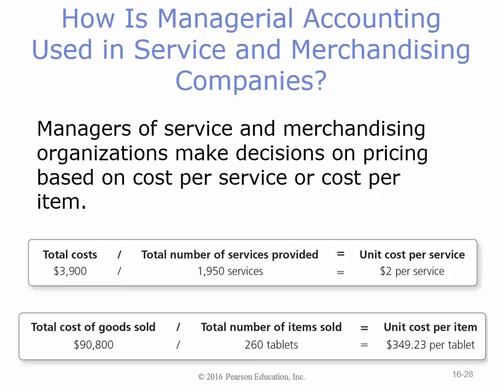All right. So to calculate our cost per service, you take the total cost divided by the number of services provided. That's going to give you a cost per service. I don't like the unit cost per service title. I think it should be called an average cost per service, because you know that some cost more, some cost less.